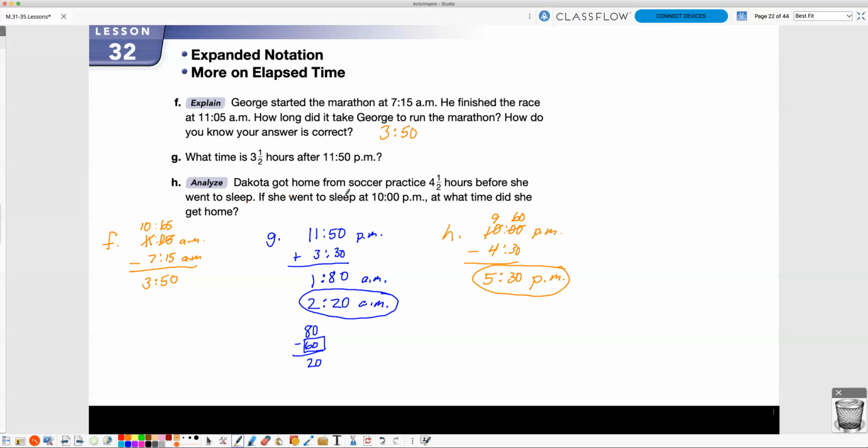If she got home from soccer practice 4.5 hours before she went to sleep, that's when she got home, and then she went to sleep at 10.